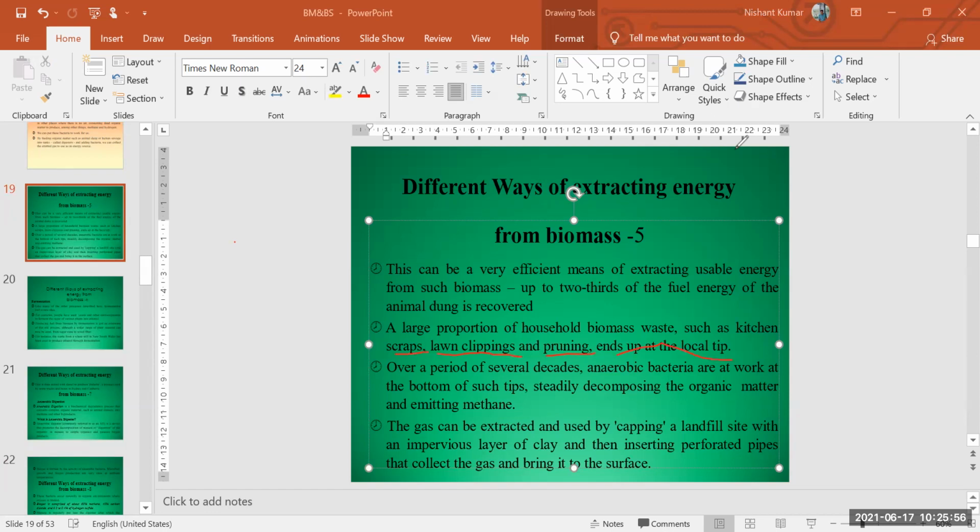Now, over a period of several decades, anaerobic bacteria are at work at the bottom of such tips, steadily decomposing the organic matter and emitting methane. The gas can be extracted by capping a landfill site with an impermeable layer of clay, and then inserting perforated pipes that collect the gas and bring it to the surface. This is a process that has been practiced over decades.